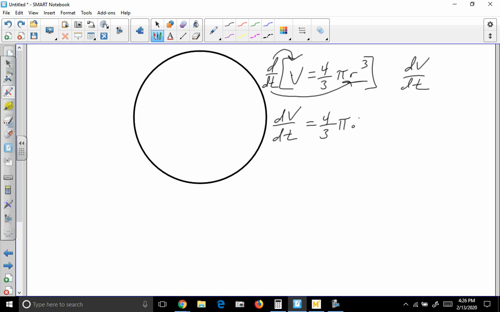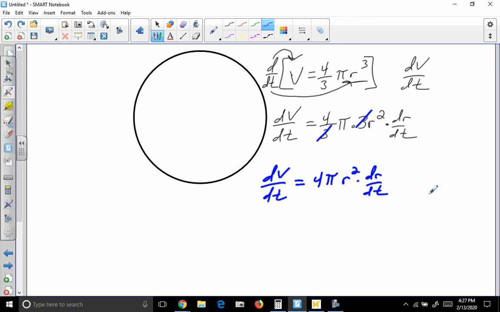The derivative of r cubed is 3r to the one less power, and then we have to take the derivative of our inside function. So the derivative of r with respect to t is dr/dt. Our 3's cancel. So dV/dt equals 4 pi r squared times dr/dt. So if we know how fast the volume is changing, we can find out how fast the radius is changing. Or if we know how fast the radius is changing, we can find out how fast the volume is changing.